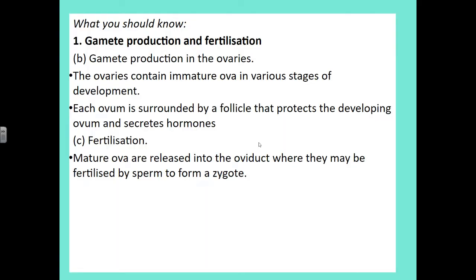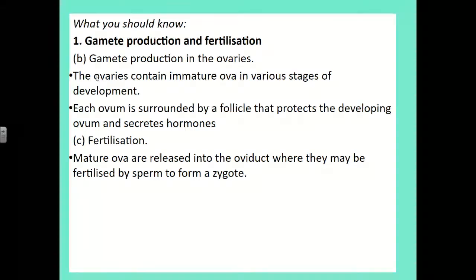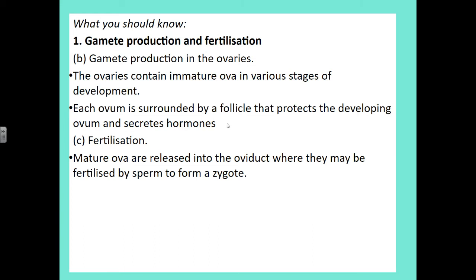The need to knows for 1B and 1C are, in 1B, gamete production in the ovaries. The ovaries contain immature ova, so plural, in various stages of development. Each of those ova, which is one ovum, is surrounded by a follicle which protects the developing ovum and secretes hormones, estrogen, as we'll learn about in the next key area. If fertilization is to occur, so after ovulation, the mature ova are released into the oviduct where they may be fertilized by a sperm to form a zygote.